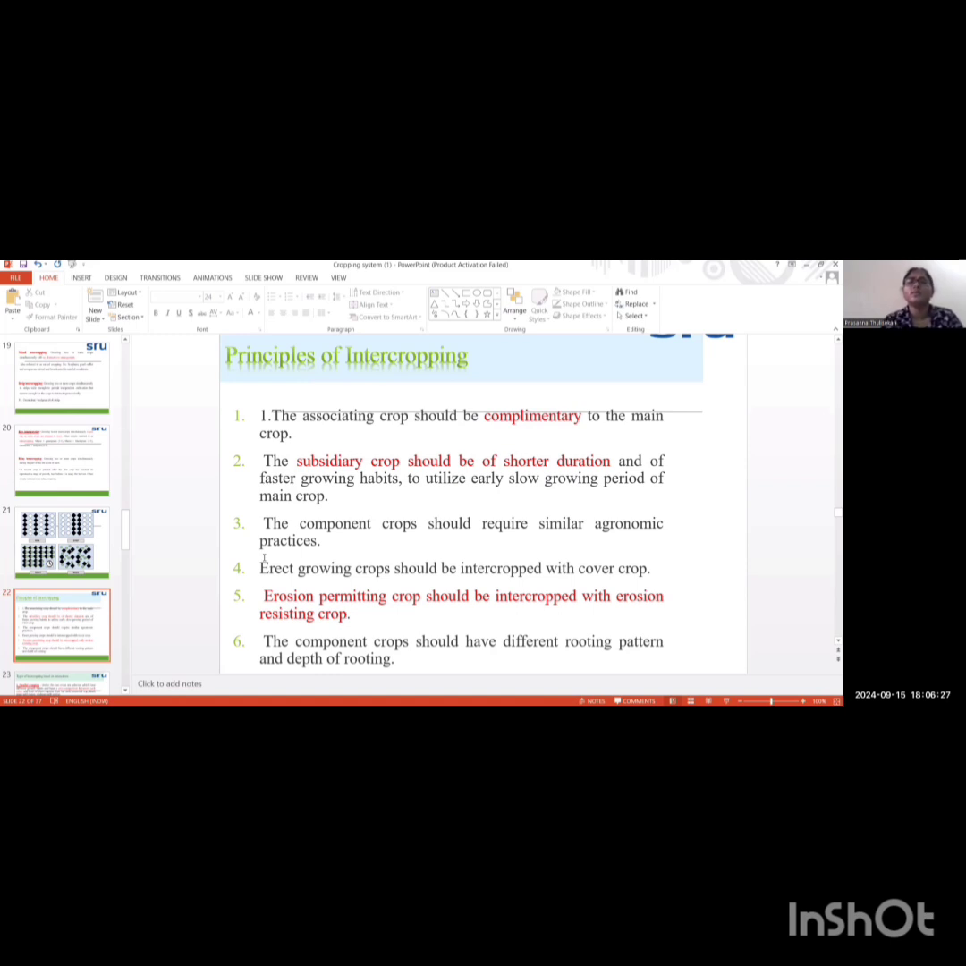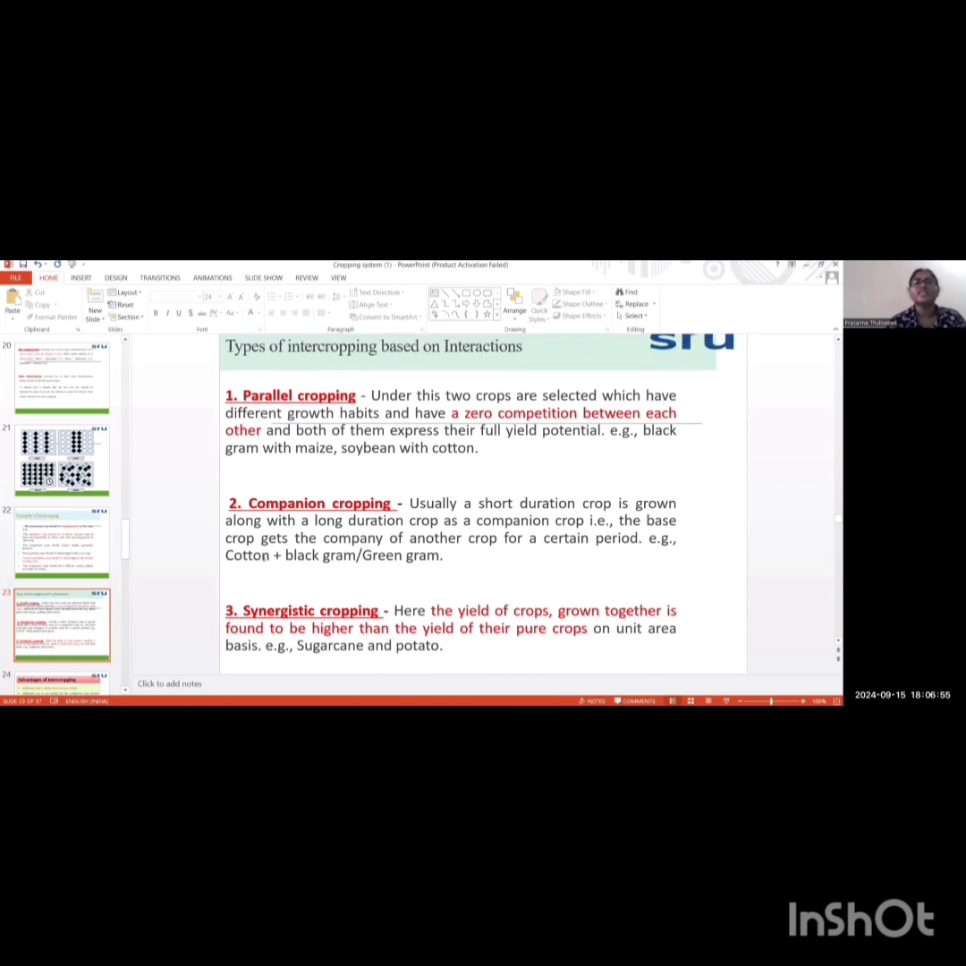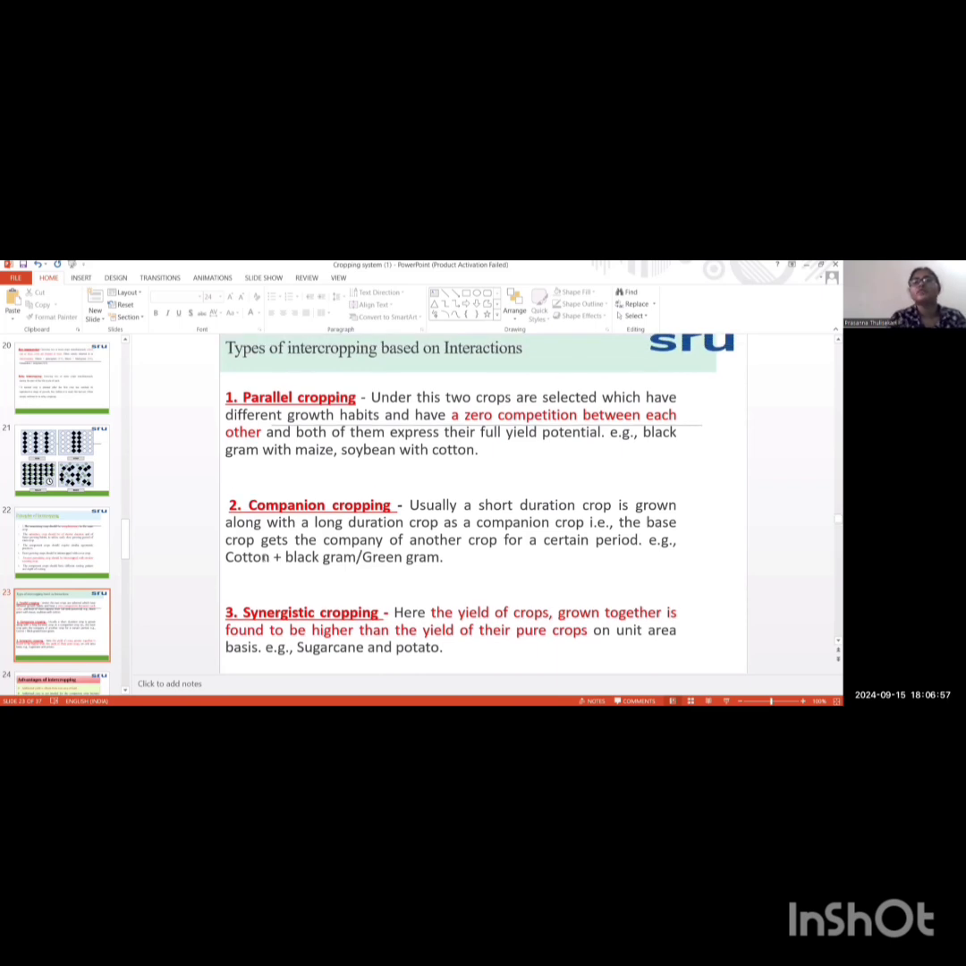An erosion permitting crop should be intercropped with an erosion resistant crop. So if one crop you are selecting is an erosion permitting crop, the other should be an erosion resistant crop. And the component crops should have different rooting patterns. Like if you choose a deep rooted crop as one crop, you have to choose a shallow rooted crop as the component crop. So next, what are the types of intercropping based on interactions.